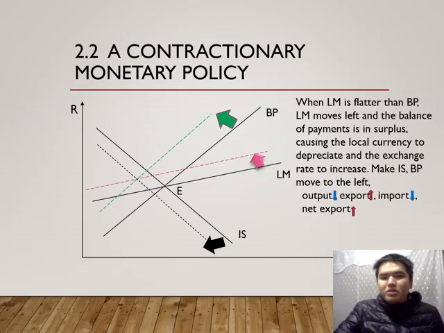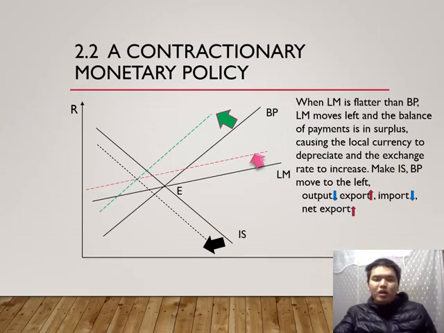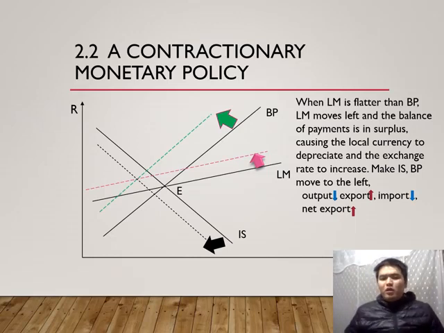When LM is flatter than BP, LM moves left and the balance of payments is in surplus, causing the local currency to depreciate and the exchange rate to increase, making IS-BP move to the left. Here our outcome is different again: less output, more export, less import, more net export.